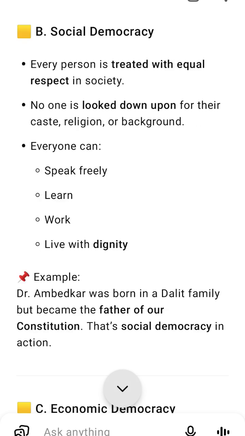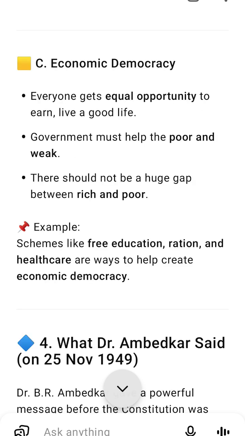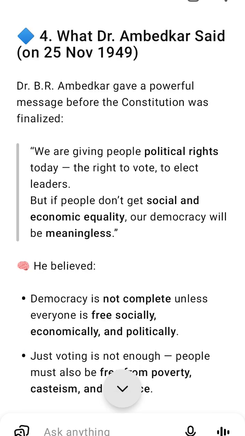Now 4. Dr. Ambedkar's vision of democracy. In his final speech to the Constituent Assembly on November 25, 1949, Dr. B.R.